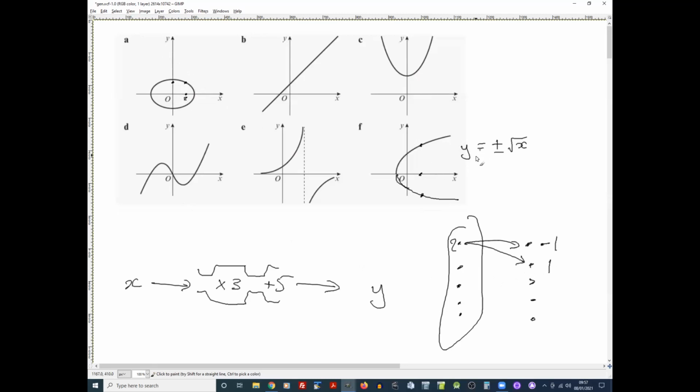Okay, so this graph of y equals plus or minus root x is one to many in exactly the same way, yes. I absolutely agree. What about this, the inverse? Well, I shouldn't say inverse. We'll come to that in a second.